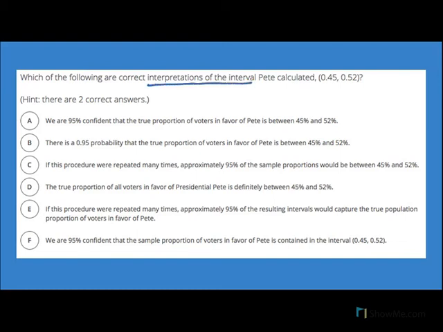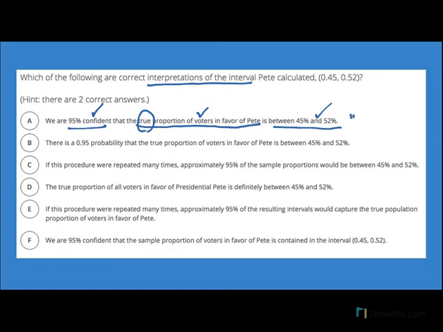So really, we should be looking at answer choices that include or talk about the interval. Going through the answer choices, the first one says we're 95% confident, so we included the confidence level, which we always should, that the true proportion of voters in favor of Pete, that's correct. It included context, and it made sure to mention the true proportion, the parameter, not just the statistic, and then is between 45 and 52%. So they included the interval.